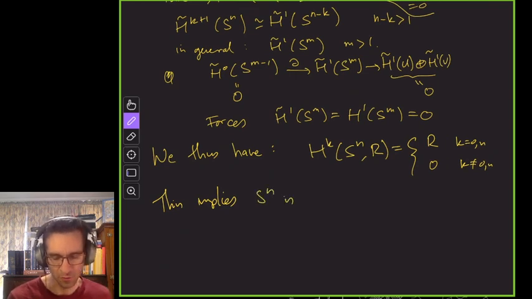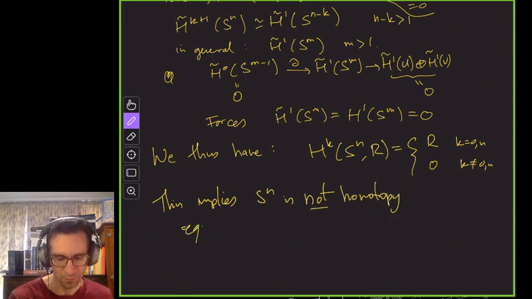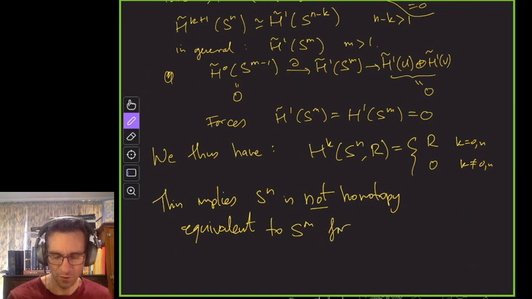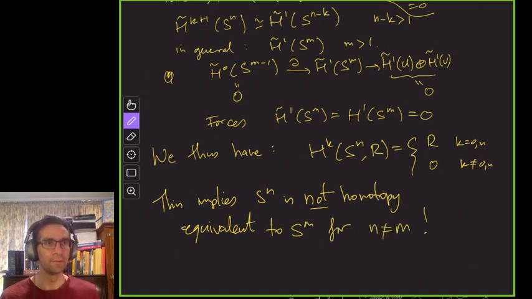In particular, Sn is not homotopy equivalent to Sm for n not equal to m. This is much less obvious, because homotopy equivalence doesn't respect dimension. And how on earth would you prove that the 57-sphere and the 58-sphere are not homotopy equivalent? I don't know how you do it except something like this. And your intuition is completely wrong in high dimensional topology.